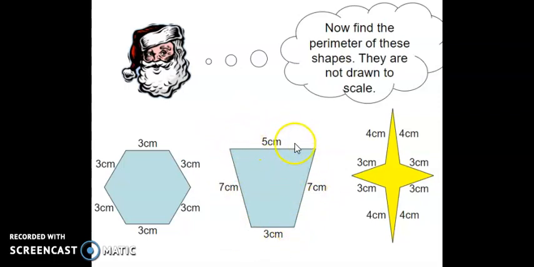I need to add all the values. 5 plus 7 plus 3 plus 7. When I am done with that, then I got the answer for the perimeter. So perimeter is basically finding the distance around the object by adding. The formula of perimeter is to add all the side lengths. Okay, so I will say it as a perimeter.